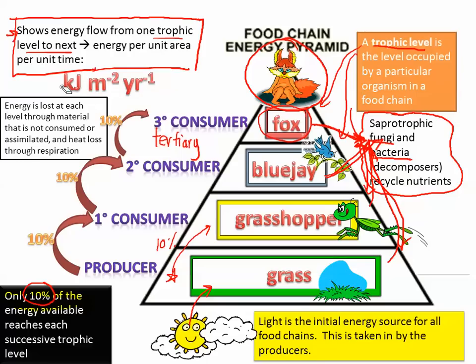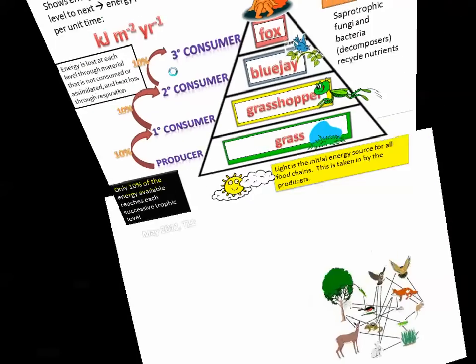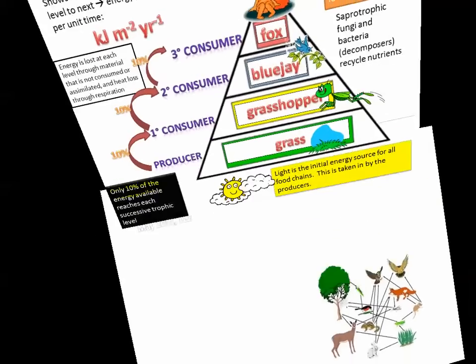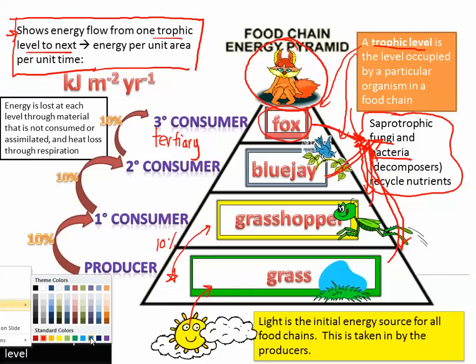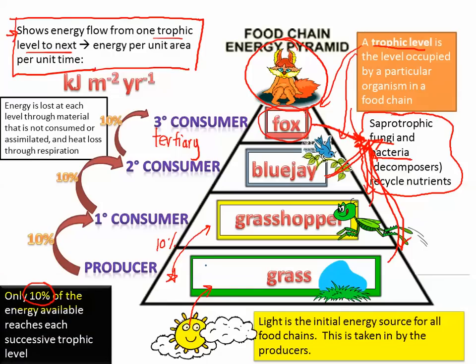So we're looking at energy in a given area over a given amount of time. That's the unit that we use to represent energy that's passing through various trophic levels. So how about a typical question? I'm going to make this not too difficult. Let's say there are 1,000 arbitrary units of energy. The units could be kilojoules per meter squared per year, but it doesn't matter what the unit is. Let's just look at this process.